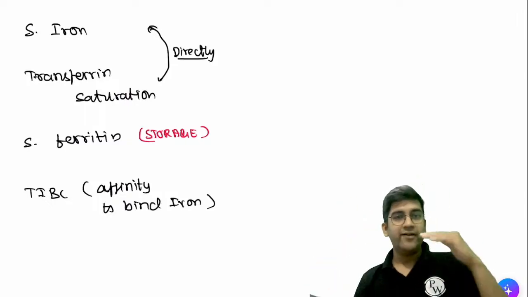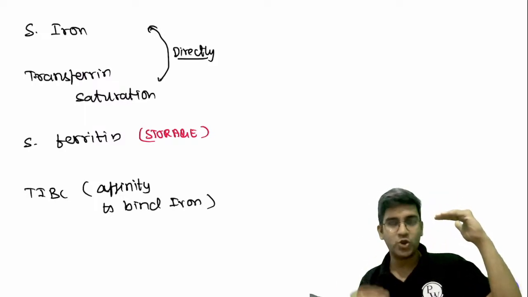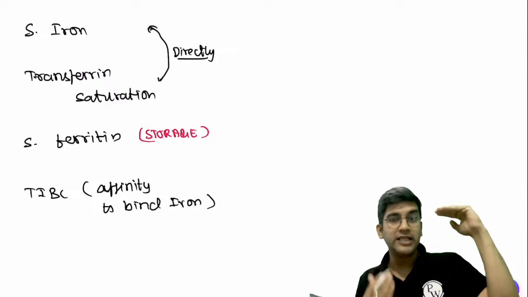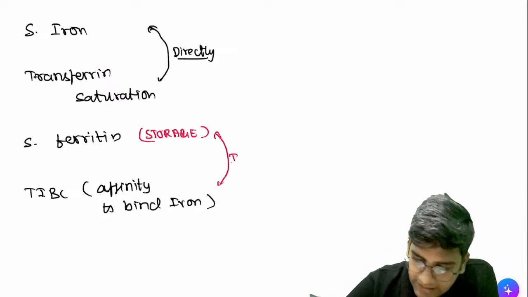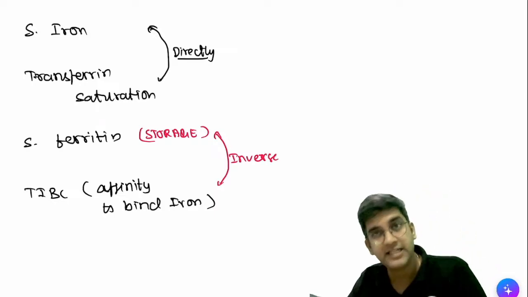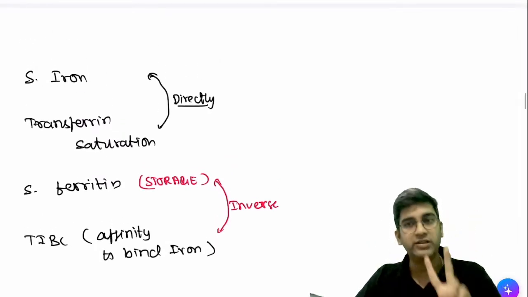So in other words, when my storage of ferritin is more, what happens to TIBC? Less or more? Storage is more, affinity is less. In other words, these both are inversely proportional. Okay, don't forget this, right? If the storage is more, affinity is less. If the storage is less, affinity is more by default, right? Now just remember these two.